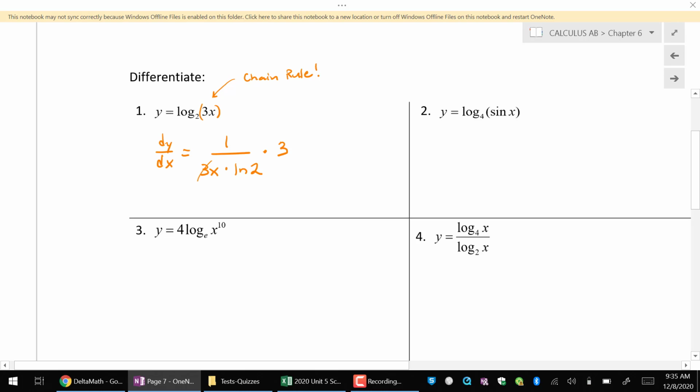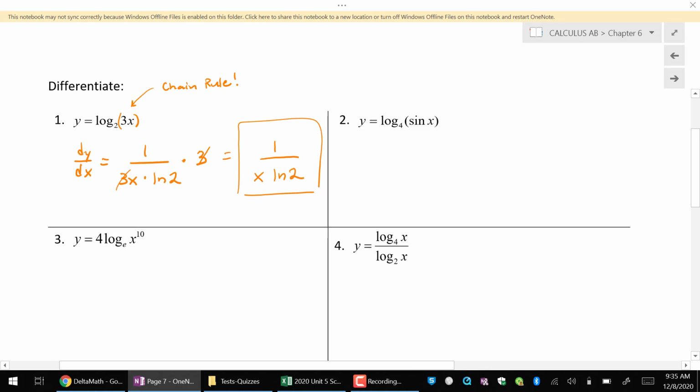Now the 3's are going to cancel here, so I'm going to end up with a simplified derivative of 1 over x times the natural log of 2. No plus c because we're not integrating, we're writing derivatives. Let's try number 2.